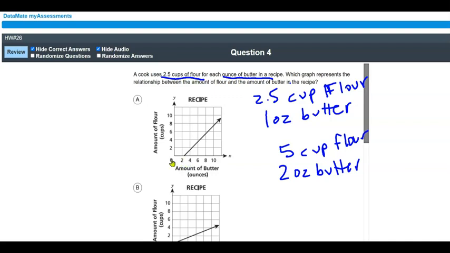So if I have 1 ounce of butter, that would be in between here, I would need 2½ cups of flour, which is not what I'm seeing on this graph. 1 ounce of butter, 2½ ounces of flour. 2 ounces of butter, 5 cups of flour. So this one's out. Let's take a look at option B.